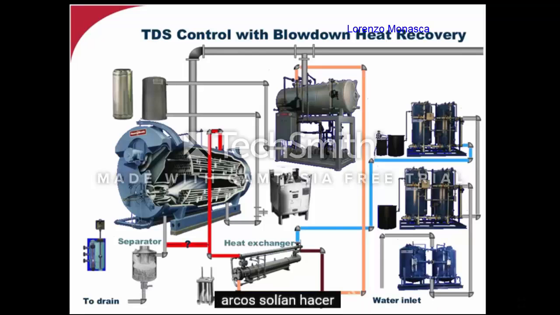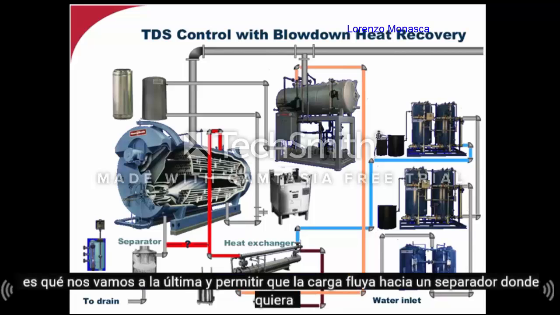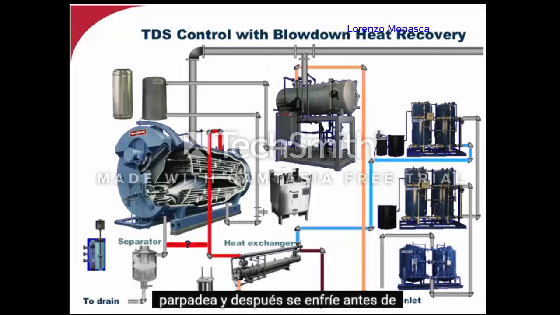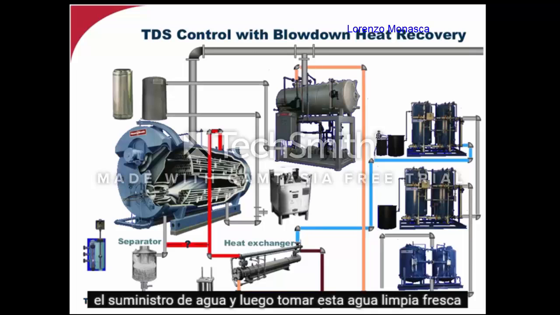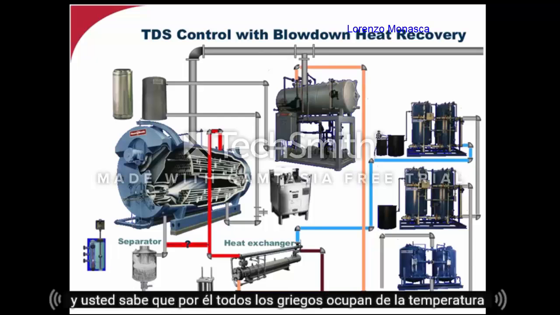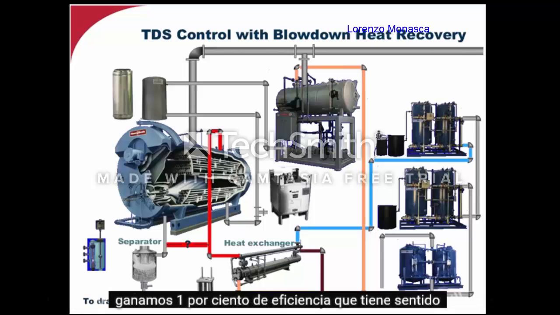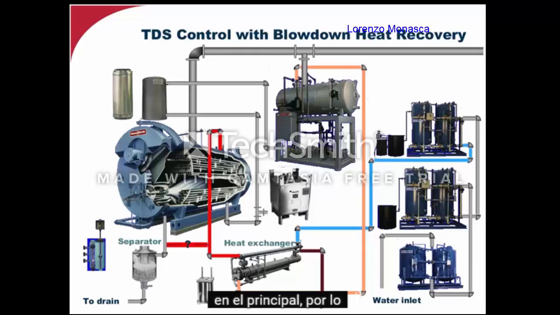So our choice is, do we go to the left and allow the effluent to flow into a separator where it flashes and then is cooled before exiting into the sewer? Or do we go to the right through a heat exchanger, which is also piped to our feed water supply, and then take this cool feed water and heat it before it goes to the DA or the feed system? And you know, for every 10-degree pickup in temperature, we gain 1% in efficiency. Does that make sense? It indeed may.